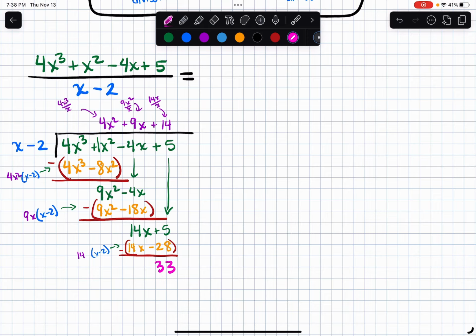At this point, x minus 2 does not go into 33 because I don't have any constant. I need at least an x term if I'm going to fit an x inside of something. So this 33, I'm going to call my remainder.